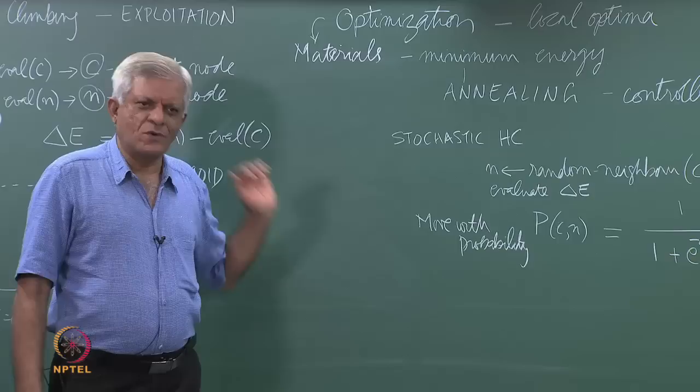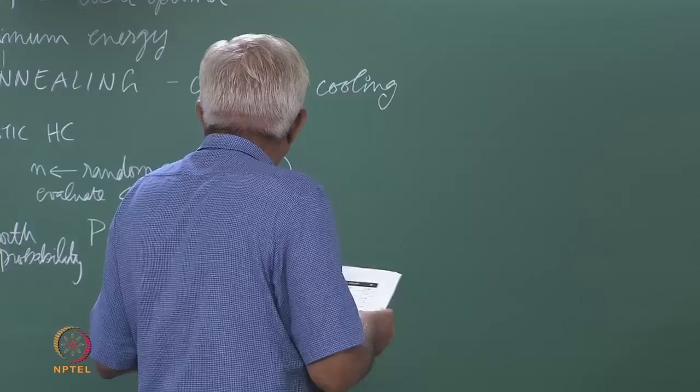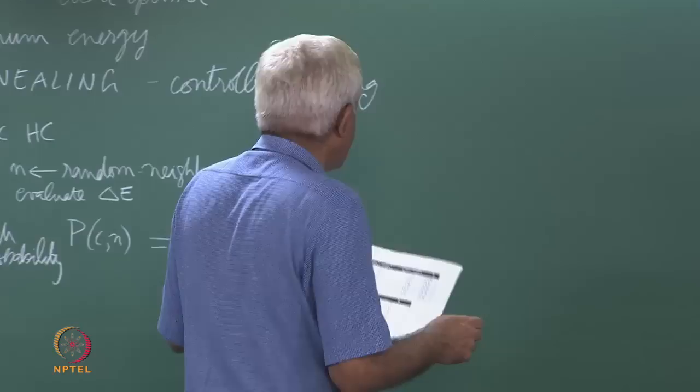So, let us inspect some values which I have got from this book, How to Solve It by Michalewicz and Fogel. They have given some examples, so I am just taking their example. So, what is the effect of delta E?